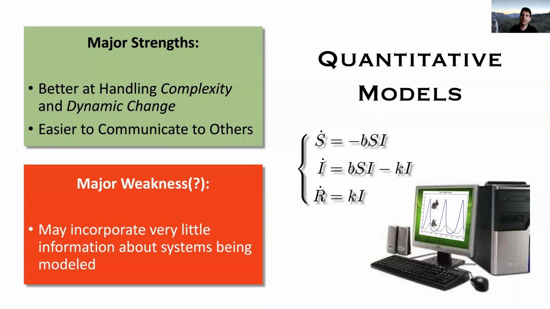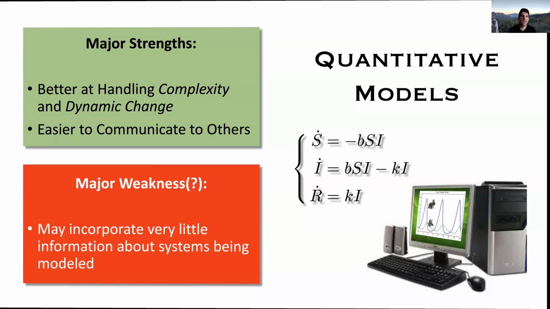They are easier to communicate with others because you can write them down and you all can agree on what's on the page. But they may incorporate very little information about the systems being modeled. So they are highly simplistic. They give up a lot of the realism. And so you go from a world of experience inside a mental model down to 2 or 3 assumptions that you can then use to write out a couple of equations.